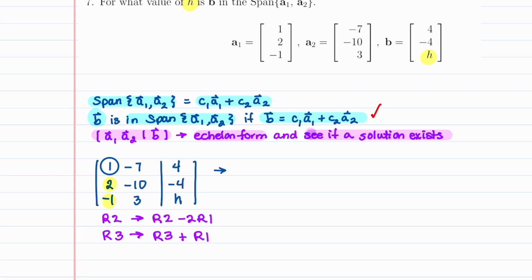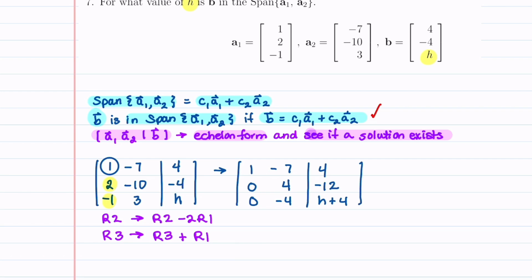Let's do this. Our first row is going to stay the same, so we can just copy that down. Now let's change our second row. We're going to take minus 2 times our first row and add it to our second row. So we get a 0. We get a 14 minus 10, which gives us a 4. And then we get a minus 8 minus 4, which gives us a minus 12. For our bottom row, we're just going to take row 1 and add it to row 3. So we get a 0. We pick up a minus 4. And then we get an h plus 4.